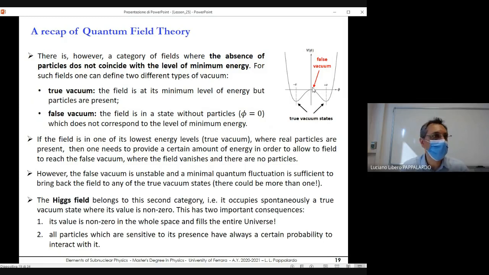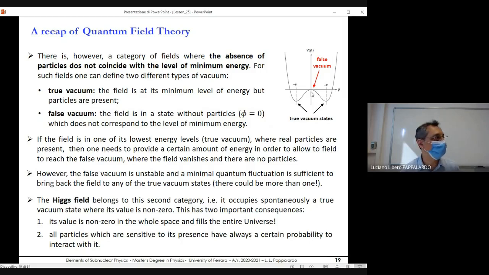Now, the Higgs field that we will go on to study belongs to this second category, okay? So it spontaneously occupies a true vacuum state, one of the possible infinite ones. And its value is non-zero. Its value can be, in this simple two-dimensional example, either minus B or plus B, but surely it is not zero. And this happens spontaneously. So the Higgs field is there, in this true vacuum.